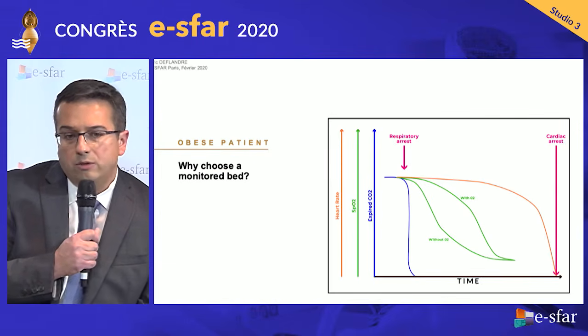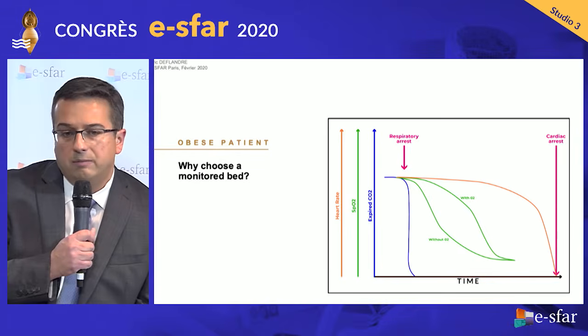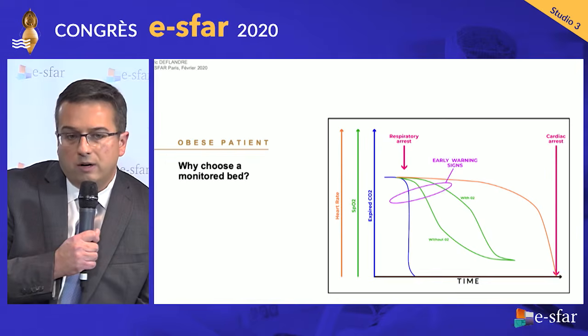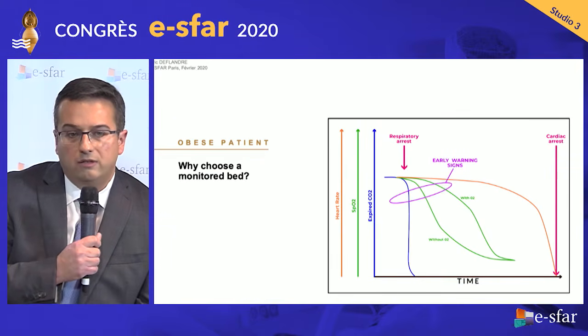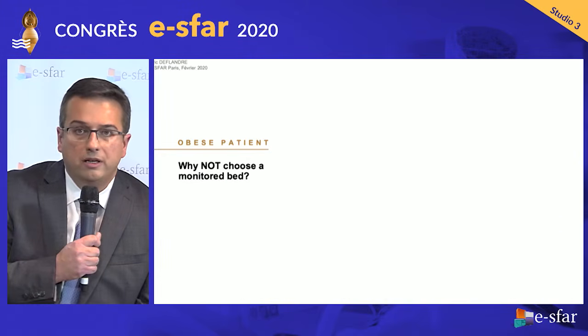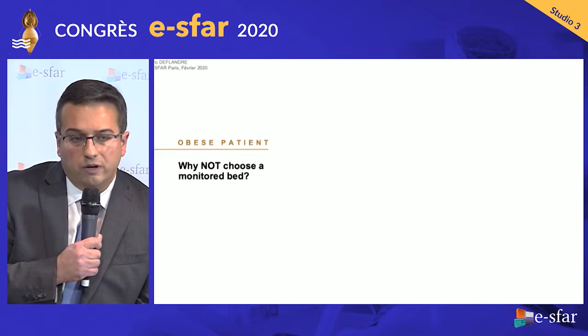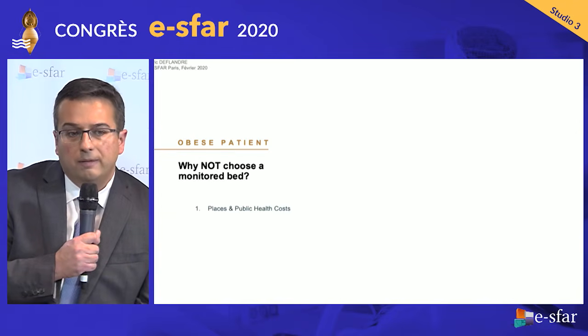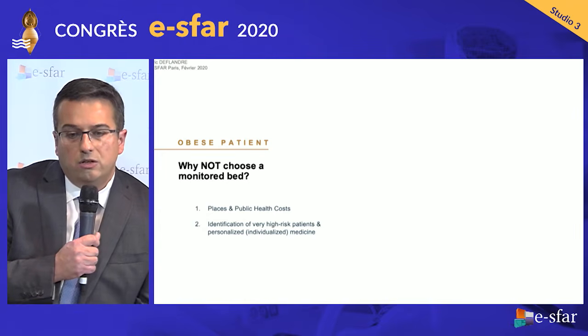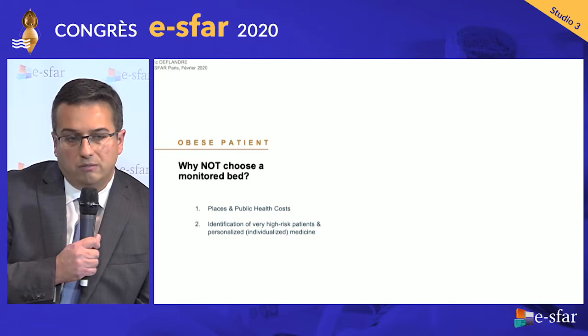In an unmonitored bed, there is a high probability that the nurse will find a dead patient in the morning. The monitoring allows the detection of early warning signs and thus increase the safety of your patient. However, you cannot place all of your patients in the ICU. Firstly, there are not enough places, there is not enough money. Secondly, if you point out a very high-risk patient and you apply to them a personalized medicine, you reduce the probability of having such complications.